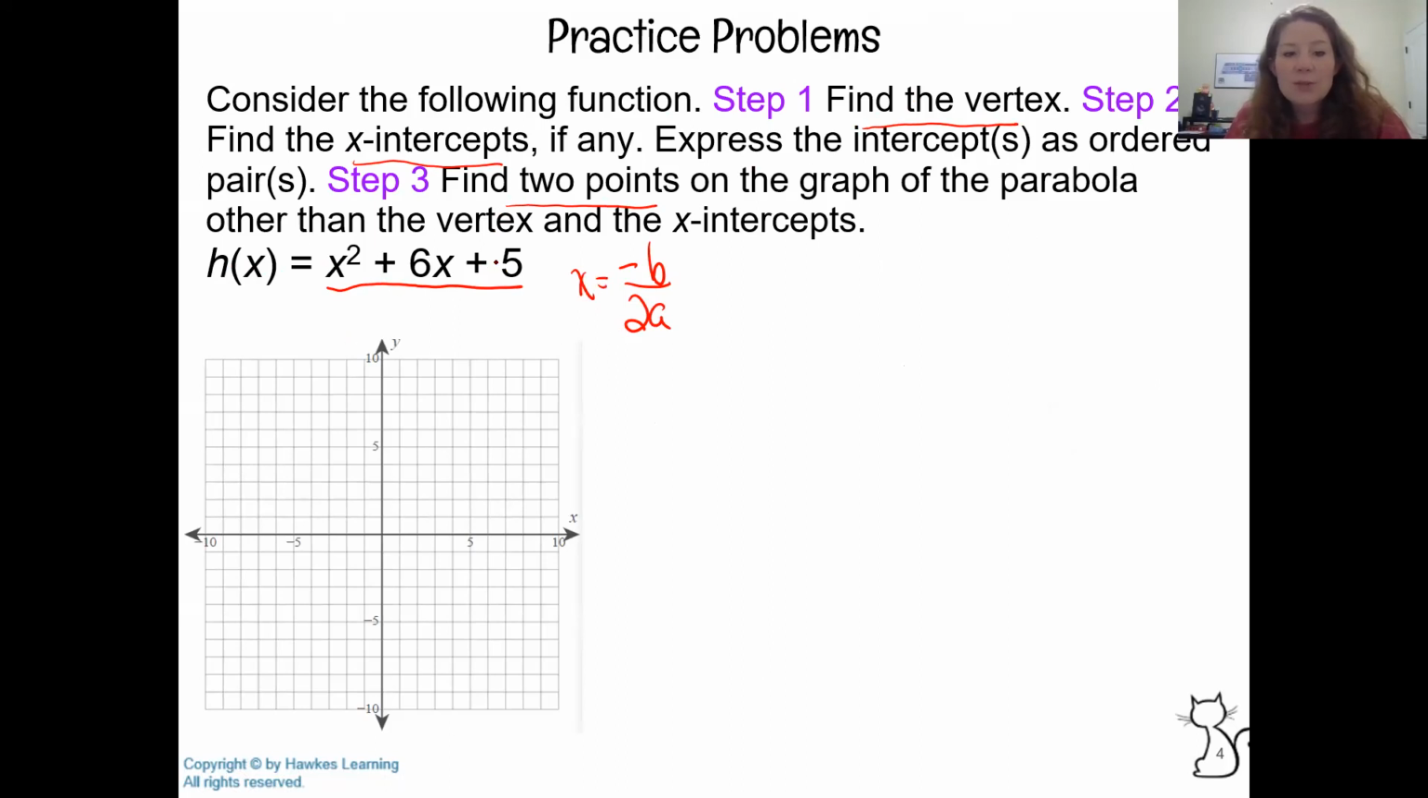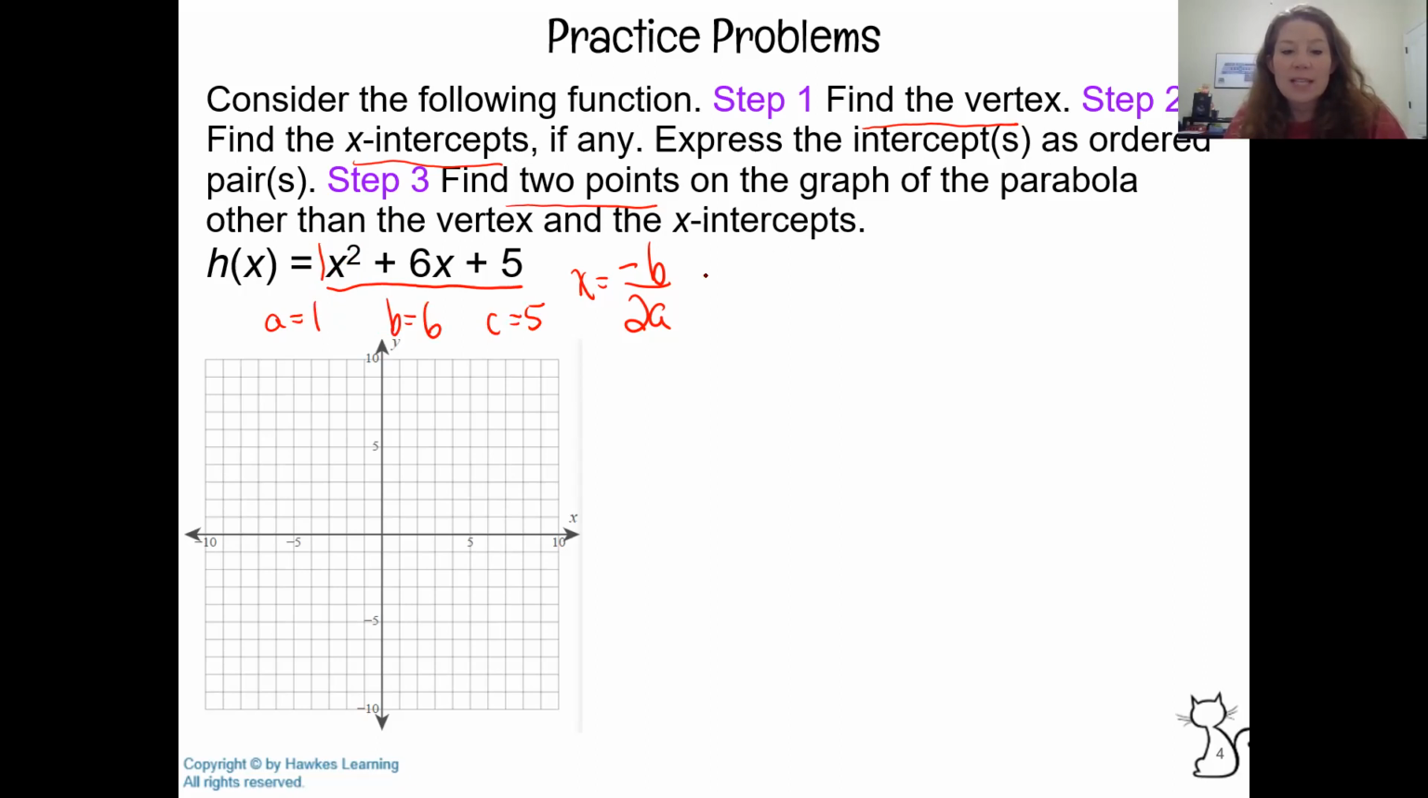Well, just like when we used our quadratic equation the other night, a is always attached to the number that's multiplied by our variable squared. So our coefficient of x squared is 1. So a is 1, b is 6, and c is 5.